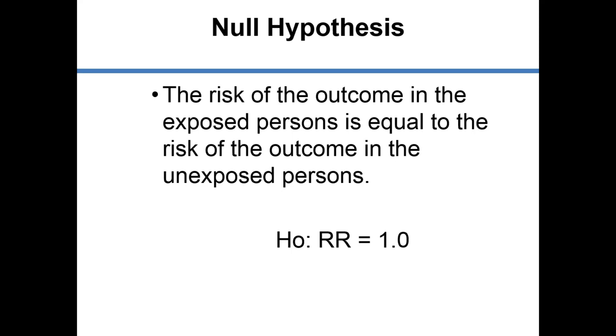Now, we already mentioned this. Our null hypothesis is that there's no association. And the ratio of anything to anything, 1 to 1, 7 to 7, 7.3 to 7.3, Oscar the Clown to Oscar the Clown, if they're the same thing, the ratio is going to be 1. That's why the null association is 1. And our null hypothesis is that the risk ratio equals 1, or that there's no association. Next slide, please.